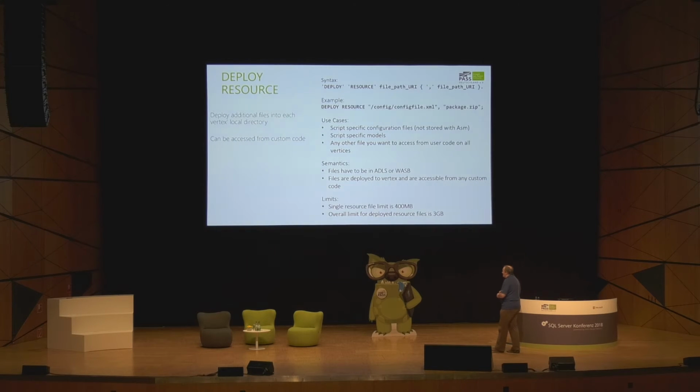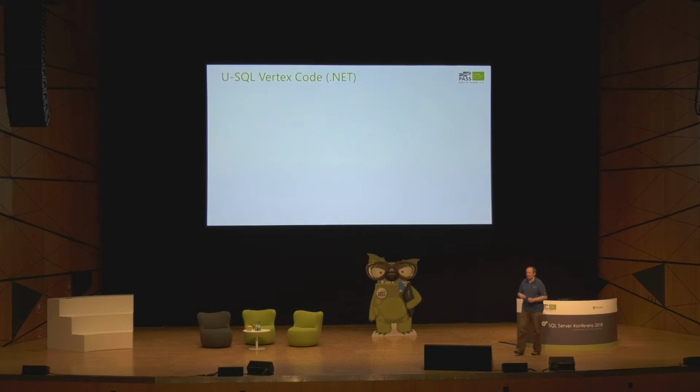Another thing that we give you is sometimes you want to have script-specific resources, like a specific configuration file, a specific model that you want to apply for doing machine learning or so, that you don't want to register or store together with the assembly because it can change from invocation to invocation. Now, these files can be deployed as resources directly onto the Vertex and then accessed from within your custom code. So that gives you an additional way of parameterizing your custom code. These files have to live in ADLS or Windows Azure Blob Store, and they will be deployed. There are a couple of limits about how big an individual resource can be and how many resources you can deploy in a single script as well.